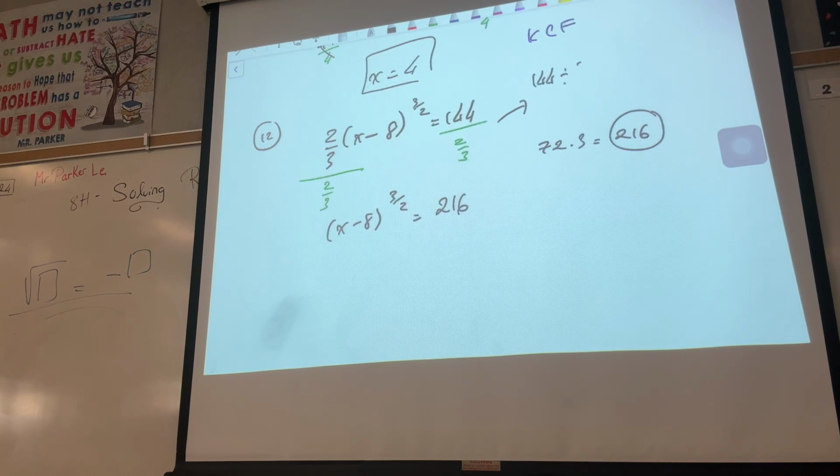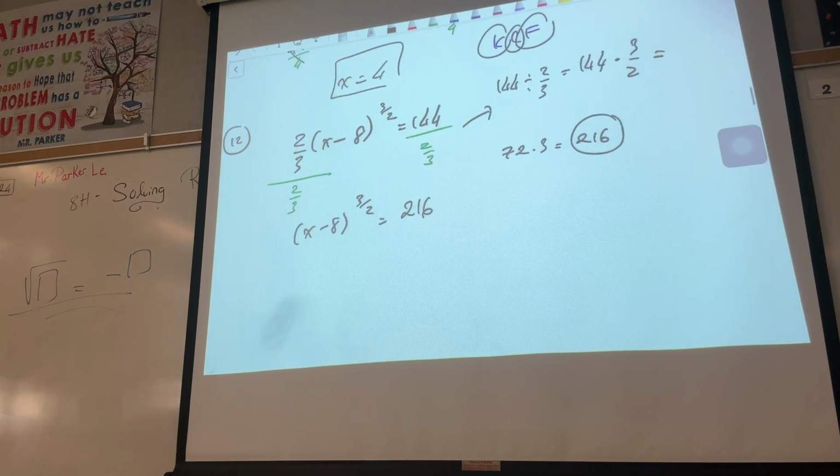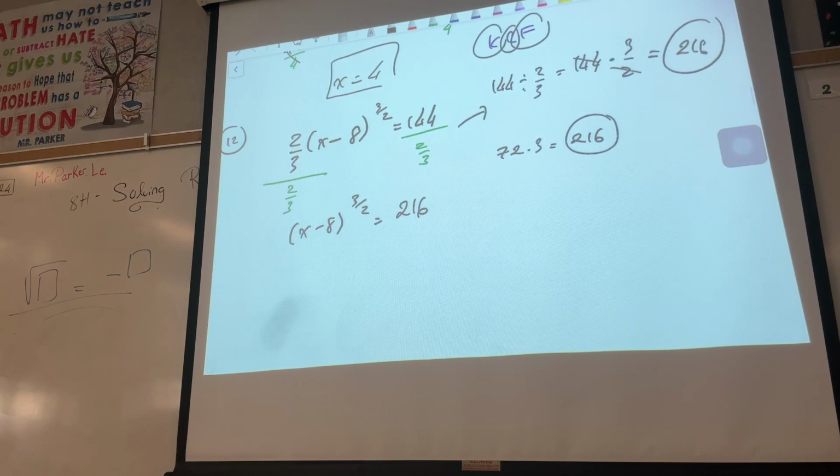144 divided by 2/3. So keep 144. Change this one to division, become multiplication, and flip 3/2. Okay? Just use calculator, you're going to get 216. I don't have calculator, so I'm going to cancel this. I have 72. And that's why 72 times 3 is 216. Okay? So that's good? Now, 3/2, how can I rewrite it as a radical form?